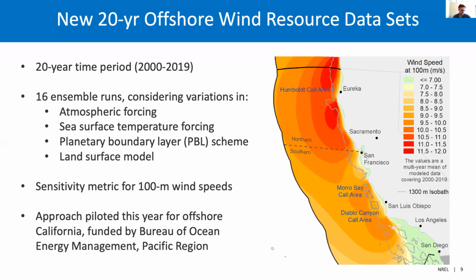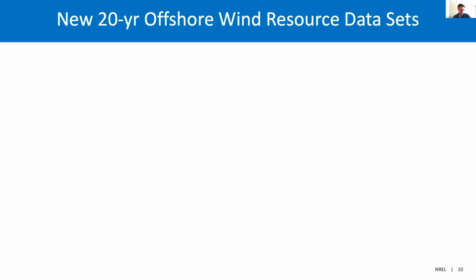So our pilot project was this offshore California data set. We completed it this year using funding from the Bureau of Ocean Energy Management, Pacific region. So we were super excited to be able to take these ideas that we've been wanting to do for a couple of years and partner with BOEM to actually implement this. So this is an example of a map that you're all pretty used to seeing, I'm sure, showing the mean annual wind resource with the new data set. And I'll start comparing that to the wind toolkit in just another slide. But first, I wanted to talk about how to find this data. It is now publicly available for download.